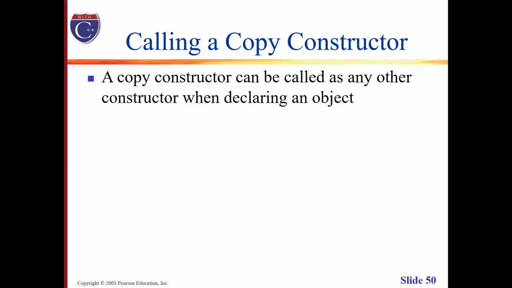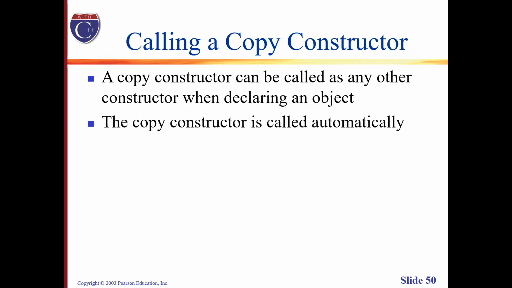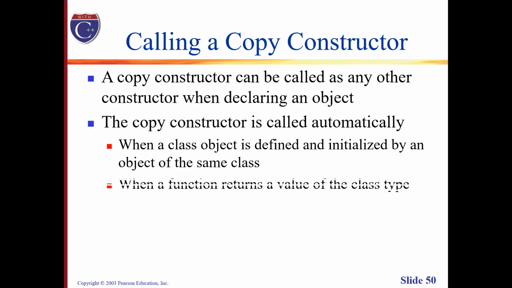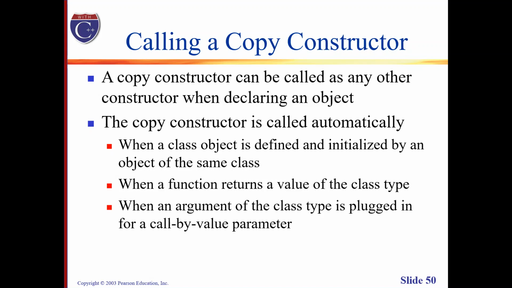How do we call a copy constructor? A copy constructor can be called as any other constructor when declaring an object. The copy constructor is called automatically when a class object is defined and initialized by an object of the same class, when a function returns a value of the class type, when an argument of the class type is plugged in for a call by value reference, thus making our formal parameter safe from whatever change that might happen, since we already have a copy of it.